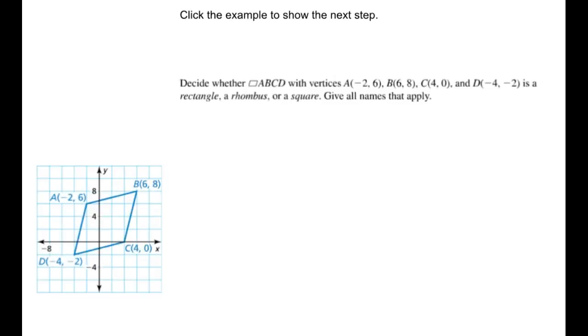So now here we're looking at our final learning target using coordinate plane, using our coordinate geometry. So here we go. This is example number 6 in your book. So decide whether this quadrilateral, right, ABCD, with vertices A at -2, 6, B at 6, 8, C at 4, 0, and D at -4, -2 is a rectangle, a rhombus, or a square. Give all names that apply.